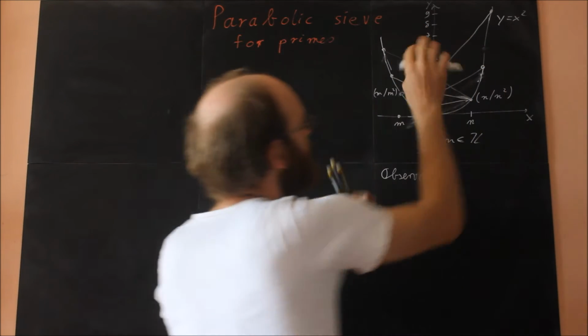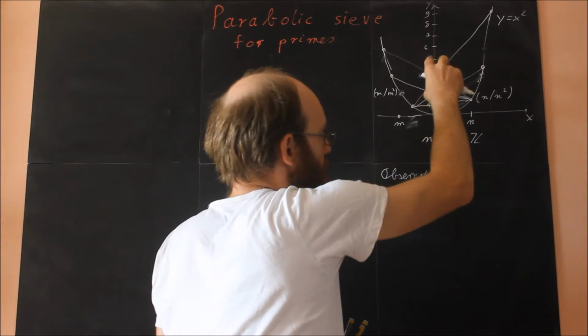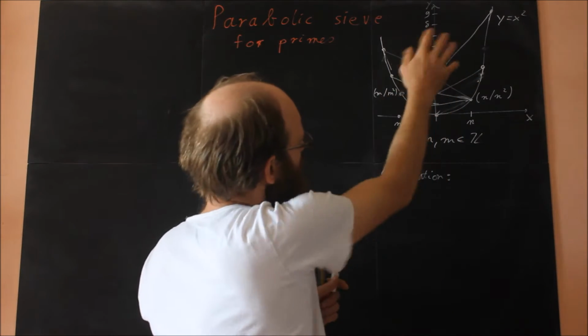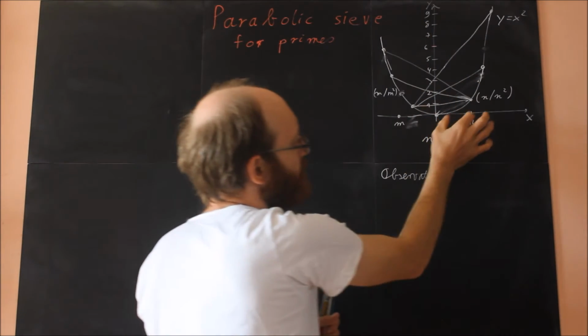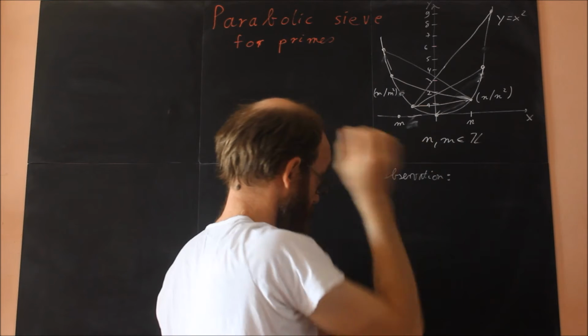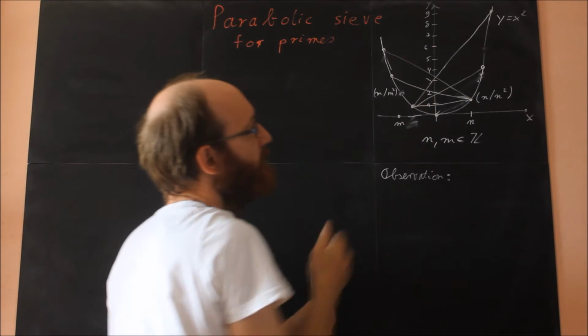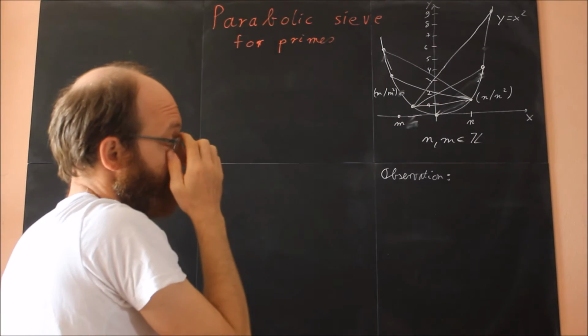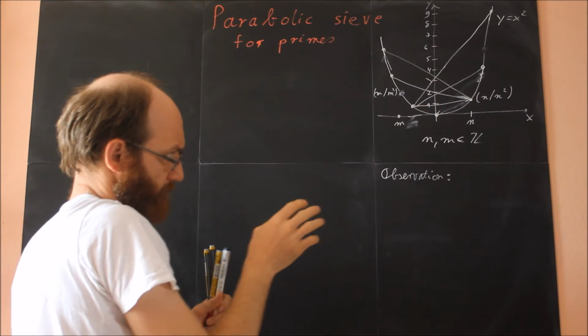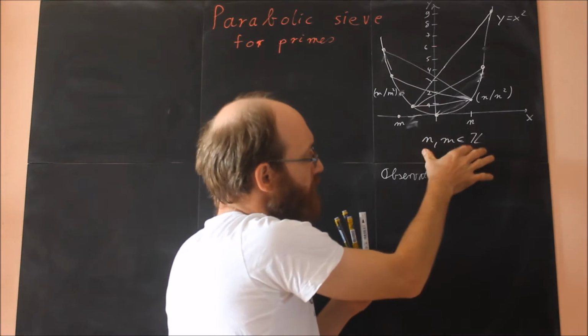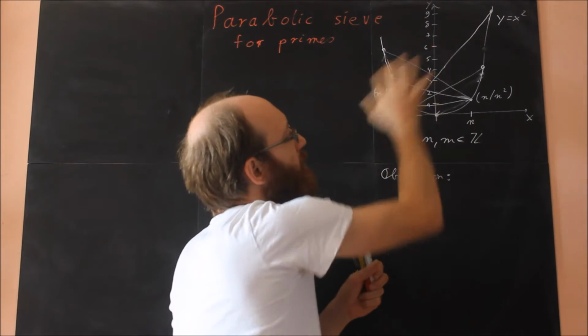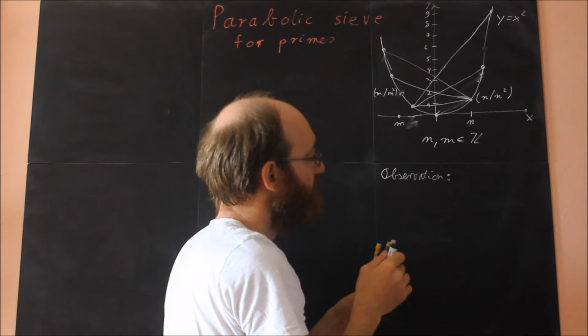Okay, I have no idea if the scaling here is okay. Yeah, and so we have integer coordinates on the parabola, and we connect them via lines.